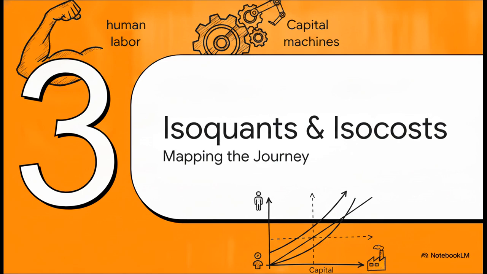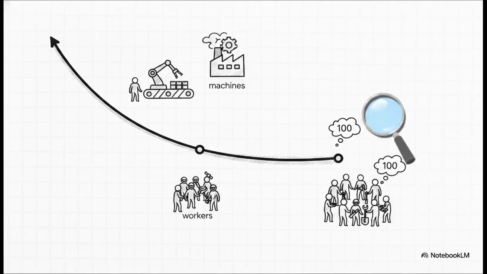Section 3. Isoquants and isocosts. To actually navigate these possible returns, we need some visual maps. We need tools to measure the constant trade-off between human labor and capital machines. Think of an isoquant as your equal quantity line. It literally maps out every single possible combination of workers and machines that'll produce exactly 100 units of your product. It defines your technological trade-offs.